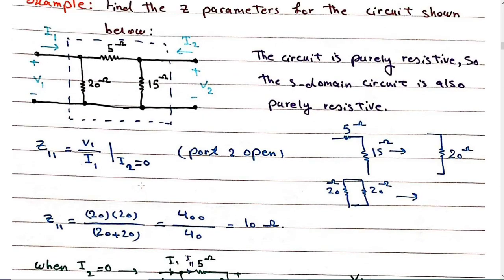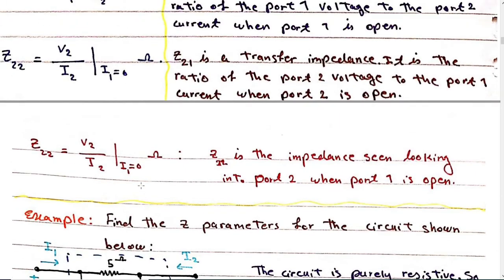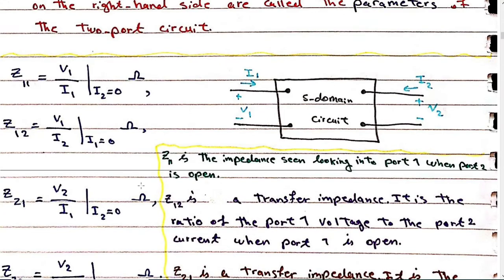Yes. How do we know that port 2 is open? It isn't given in the question. No, it's not given. You have to know it. How to calculate Z11 from this equation? Z11 is V1 divided by I1 when port 2 is open, or I2 is 0.